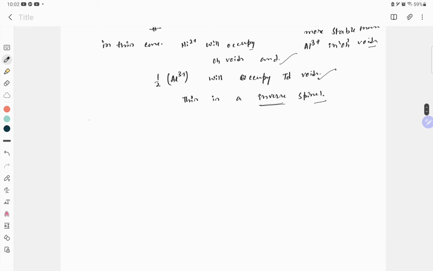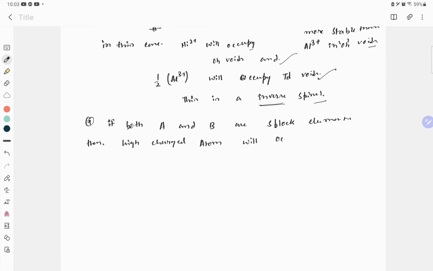We have an exceptional case, or we can say that if both A and B are S block elements, then the highly charged atom will occupy octahedral voids. Why is it?